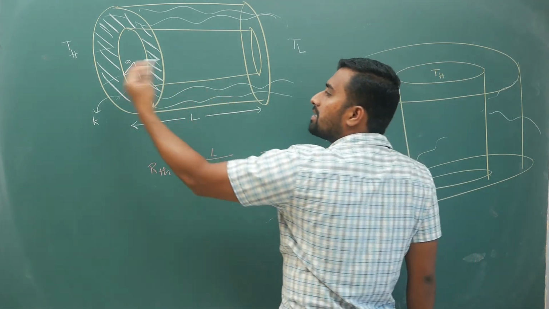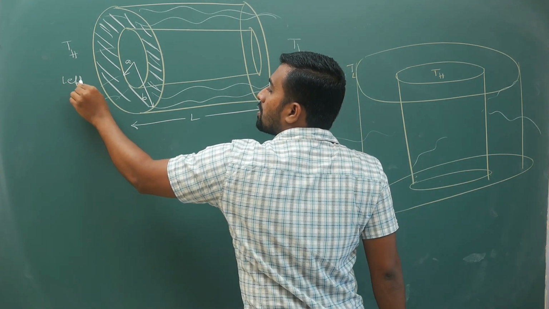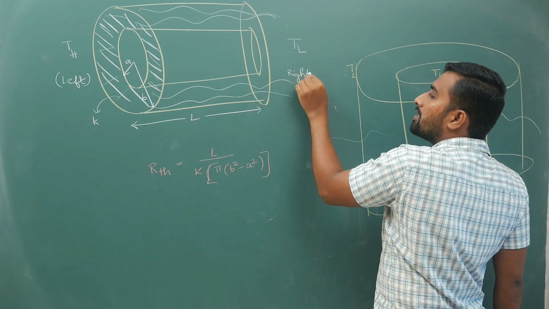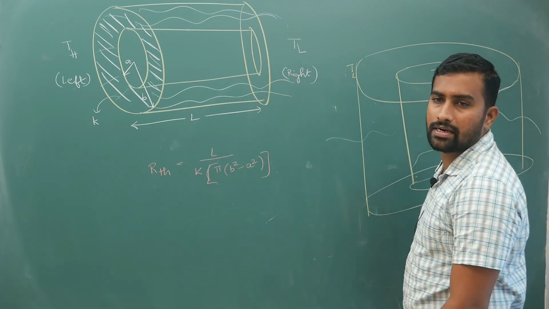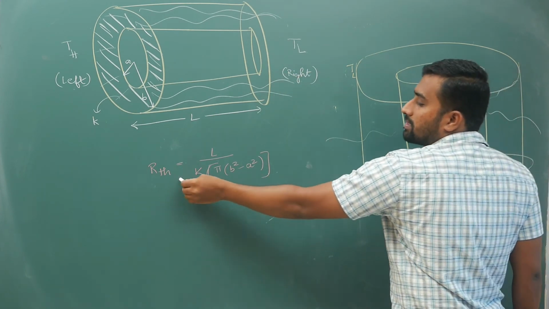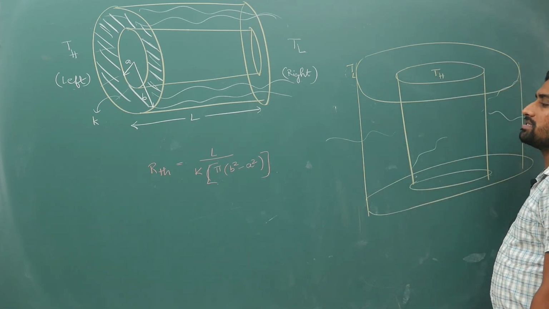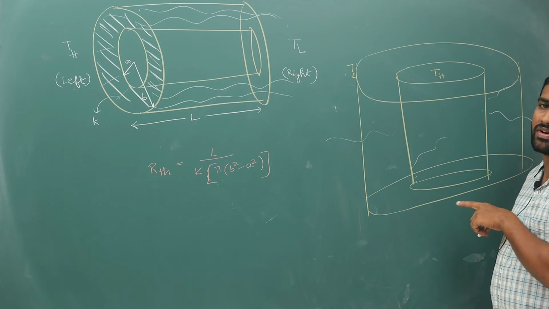Here the hot end is on the left, the cold end is on the right. That is why your thermal resistance is this much, that is L by K times pi into B square minus A square. Now this is somewhat different.